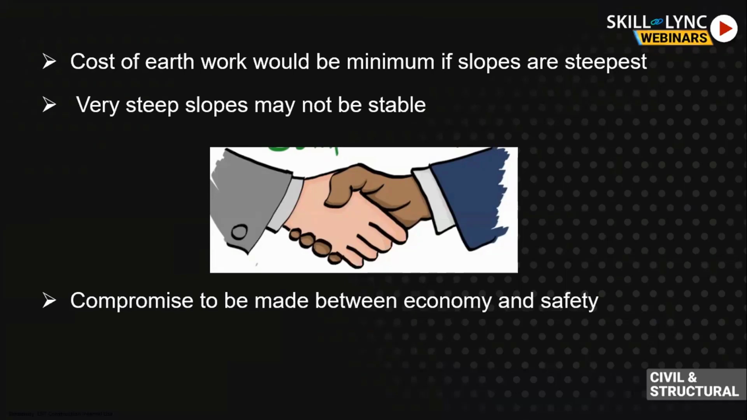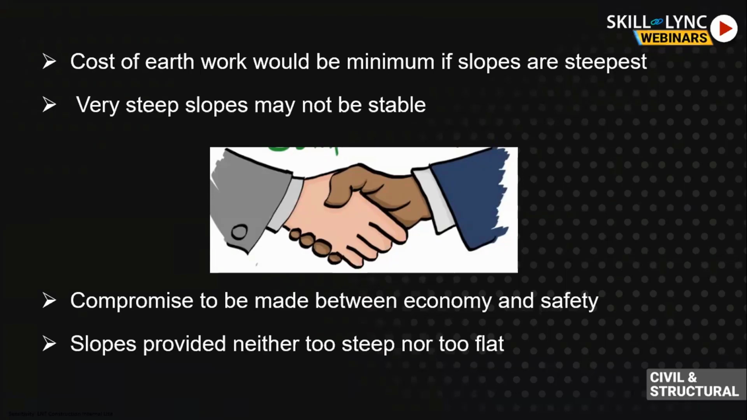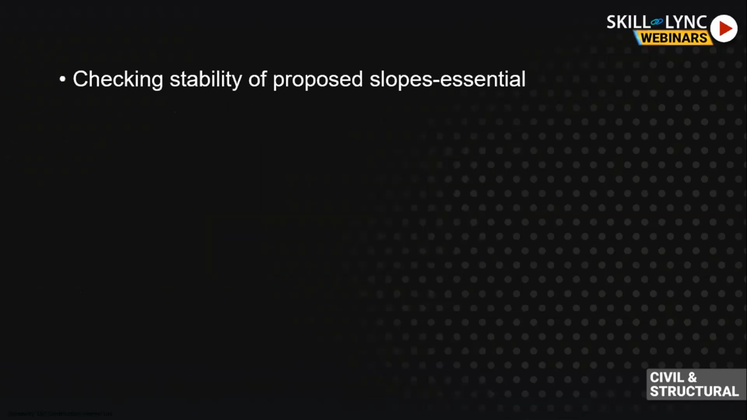So there are two ends: one end is economy, the other end is safety. A compromise must be made between economy and safety. Slopes should be provided neither too steep nor too flat. We have to optimize the slope in such a way that neither is compromised. When we are proposing a slope, it is essential to check the stability of that slope.